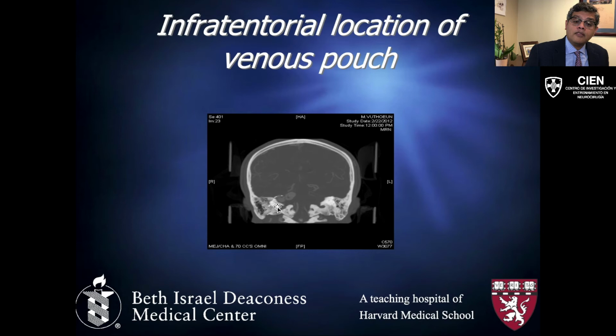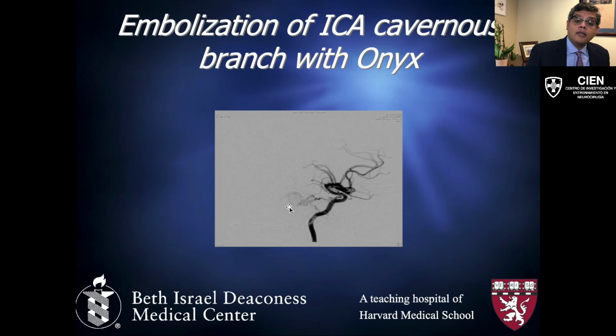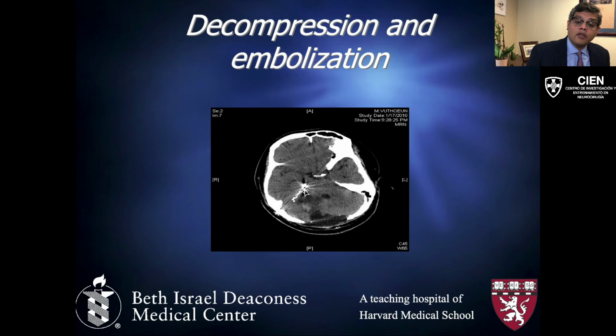This is the venous pouch in the infratentorial region. And so we used the tentorial branch. We were able to get in and we embolized it, but it was not 100% successful. And so this is the final result of the embolization and the craniectomy.